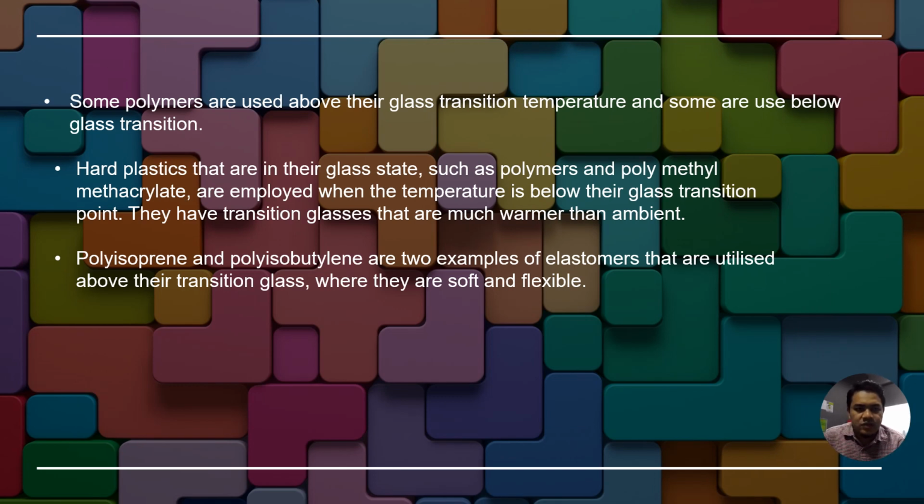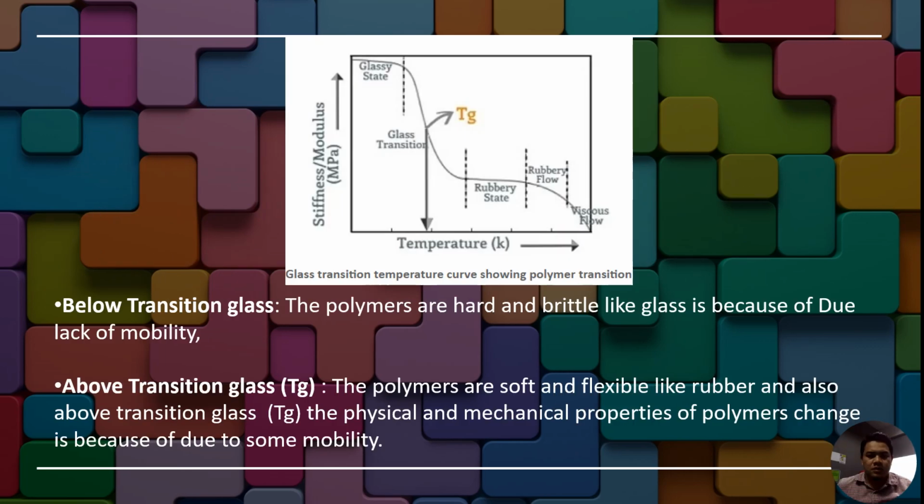Okay, some polymers are used above their glass transition temperature and some are used below the glass transition temperature. Okay, hard plastics that are in their glass stage, such as polystyrene and polymethyl methacrylate, are employed when the temperature is below their glass transition point. They have transition glasses that are much warmer than ambient. Polyisoprene and polyisobutylene are two examples of elastomers that are utilized above their transition glass temperature, where they are soft and flexible. Okay, from the picture, we can see this is the example of graph for the polymer transition glass.